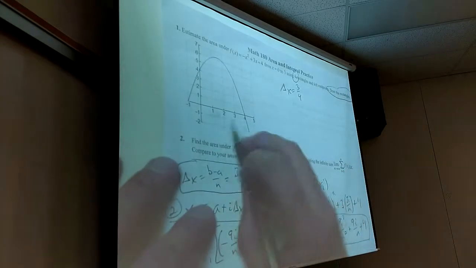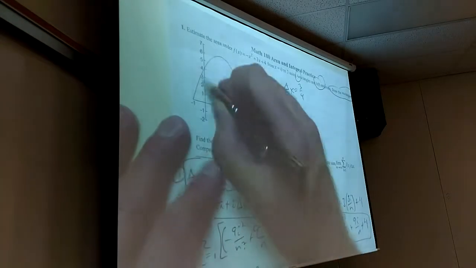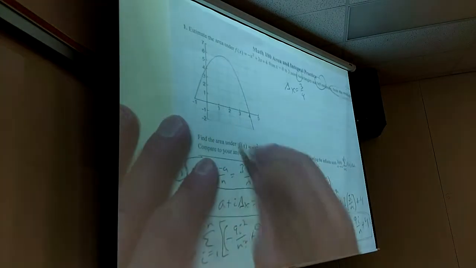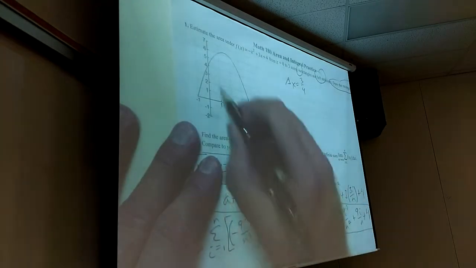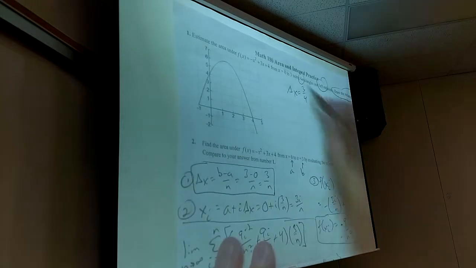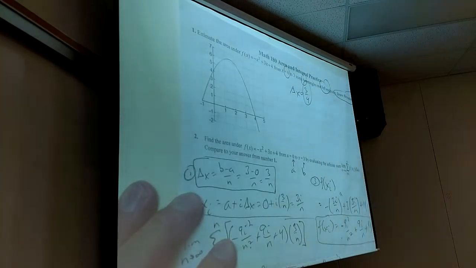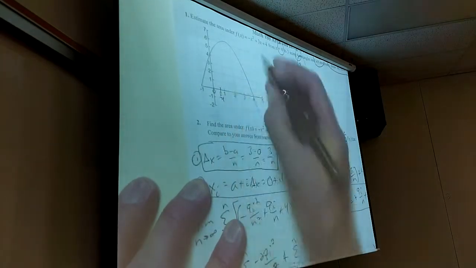Drawing the rectangles, I'm using left endpoints. So what would the first rectangle's height be? In fact, where does the first rectangle go from to? What's at the base of the rectangle? It's from what to what? Where's this region starting? 0. Every step is 3/4. So where's that first rectangle go? It goes from 0 to 3/4.